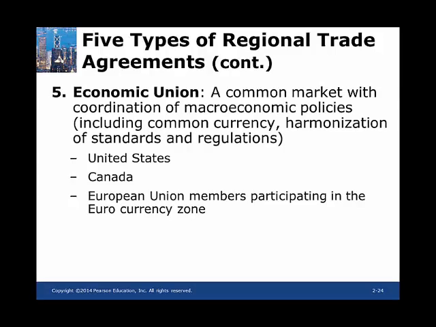And the fifth type of regional trade agreement is economic union, a common market with coordination of macroeconomic policies, including common currency, harmonization of standards and regulations. As for example, United States, Canada, European Union members participating in the Euro currency zone.